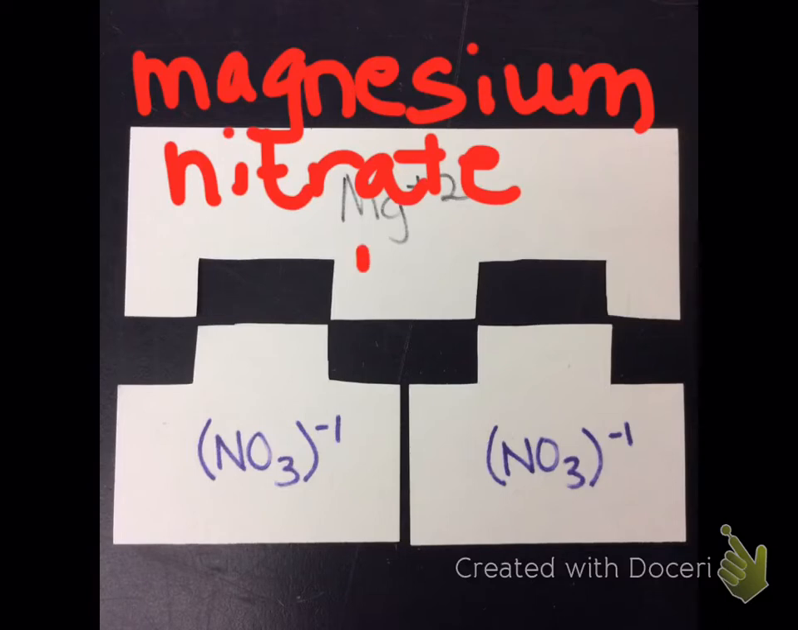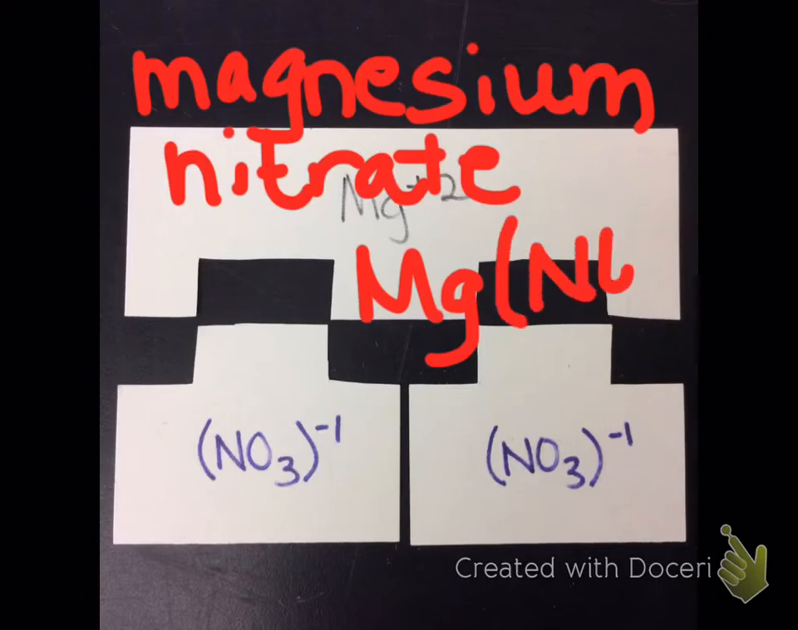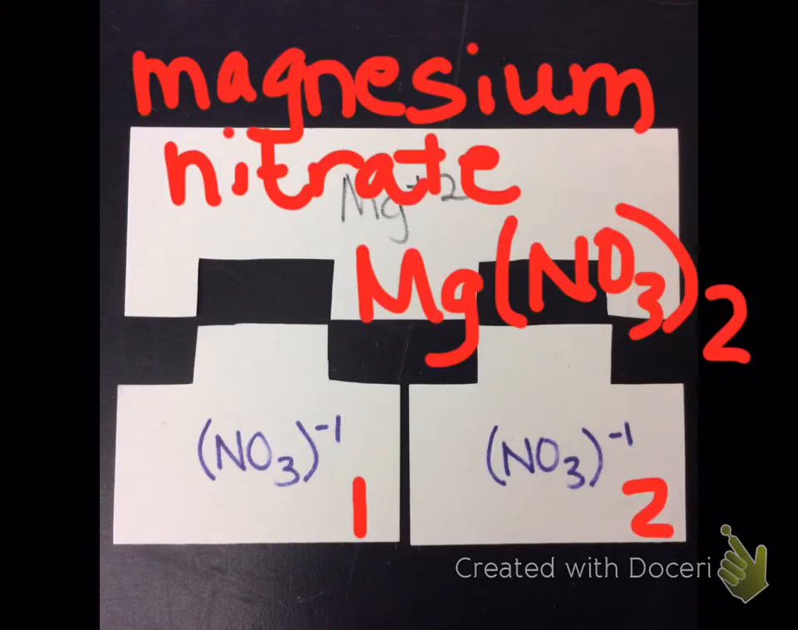And when we write the formula, we have Mg. We put no subscript because just one card is needed. We put the NO3 in parentheses. And then outside of the parentheses, we put a subscript 2 because there's 1, 2 cards used to complete the rectangle for this compound.